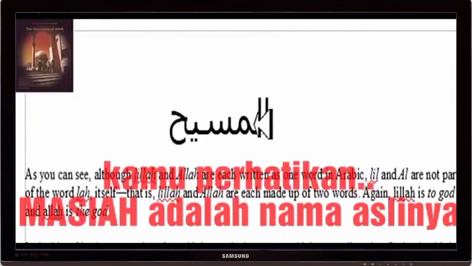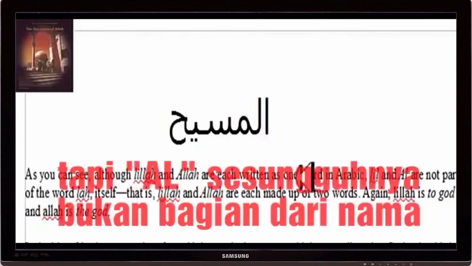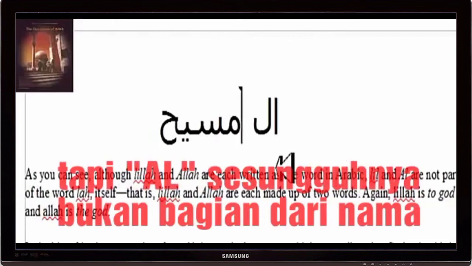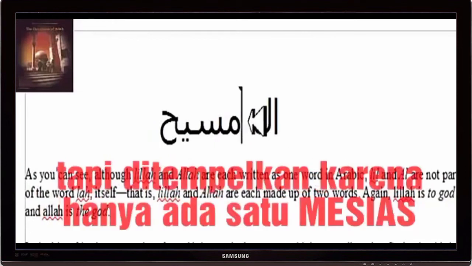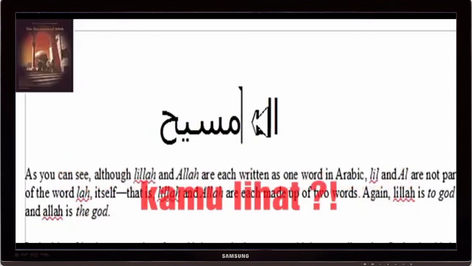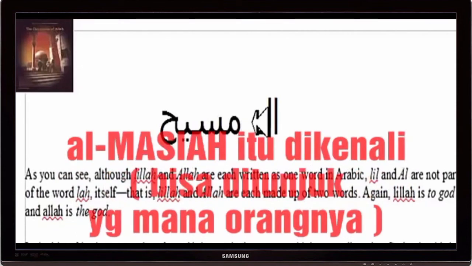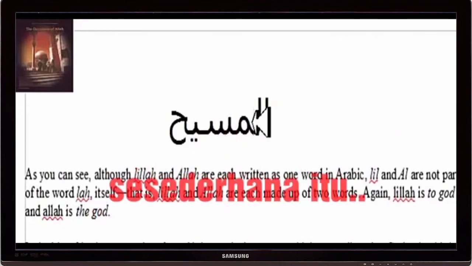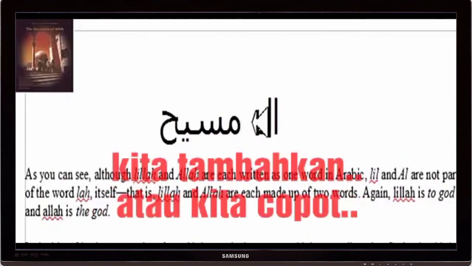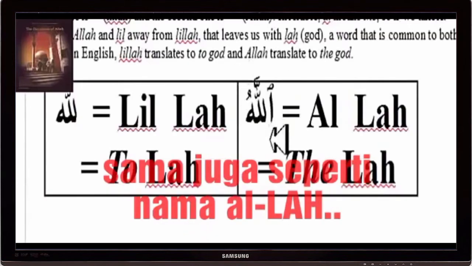If you notice in here, Masih is really the name, but Al, this part, is not really part of the name. It's attached to it because there's only one Messiah. You see, Masih is unknown. Al-Masih is the known one. So this is simply what it is. We put them together or we take them off. It's exactly the same when it comes to the name of Allah.